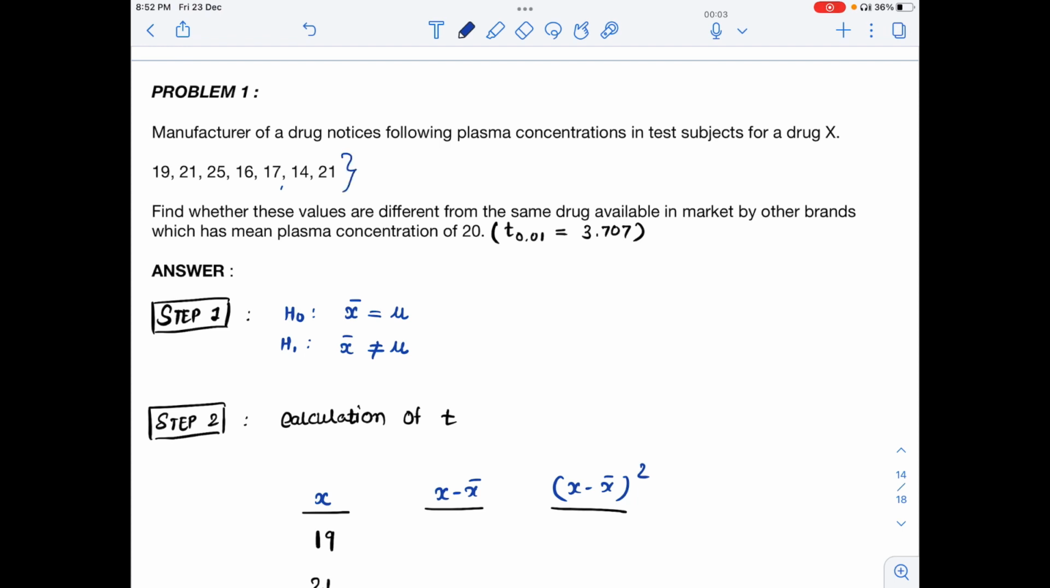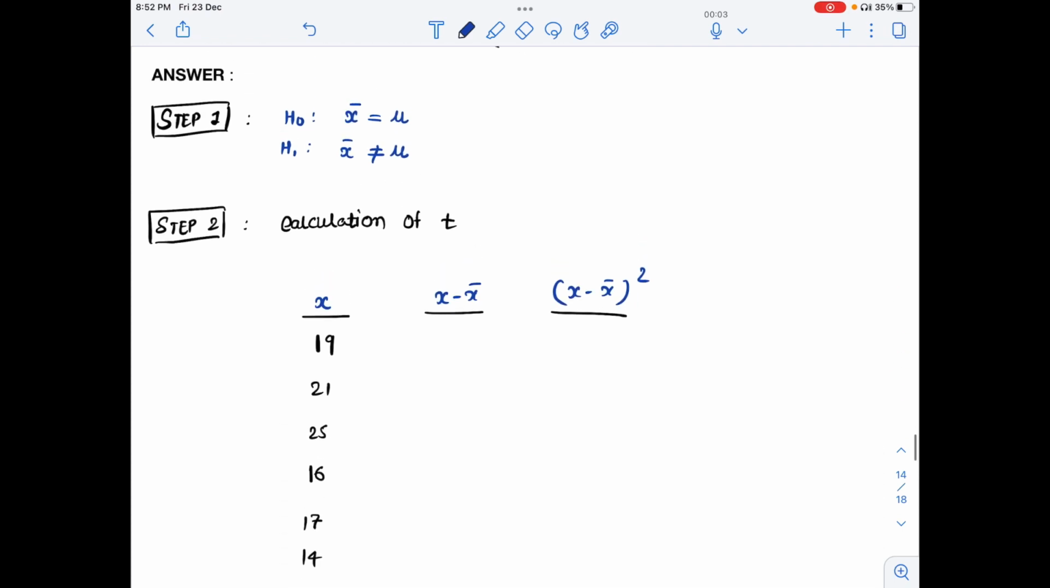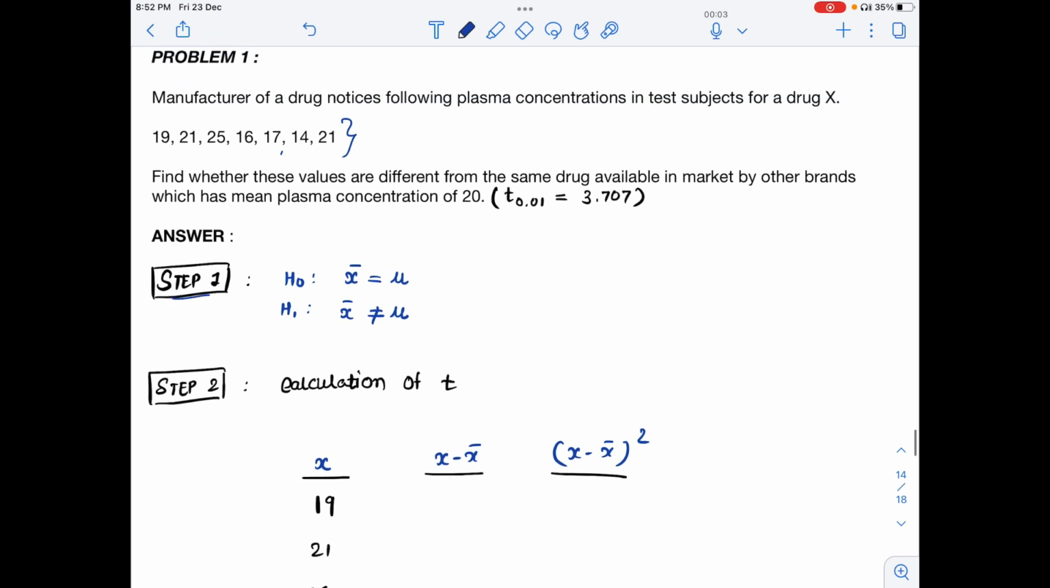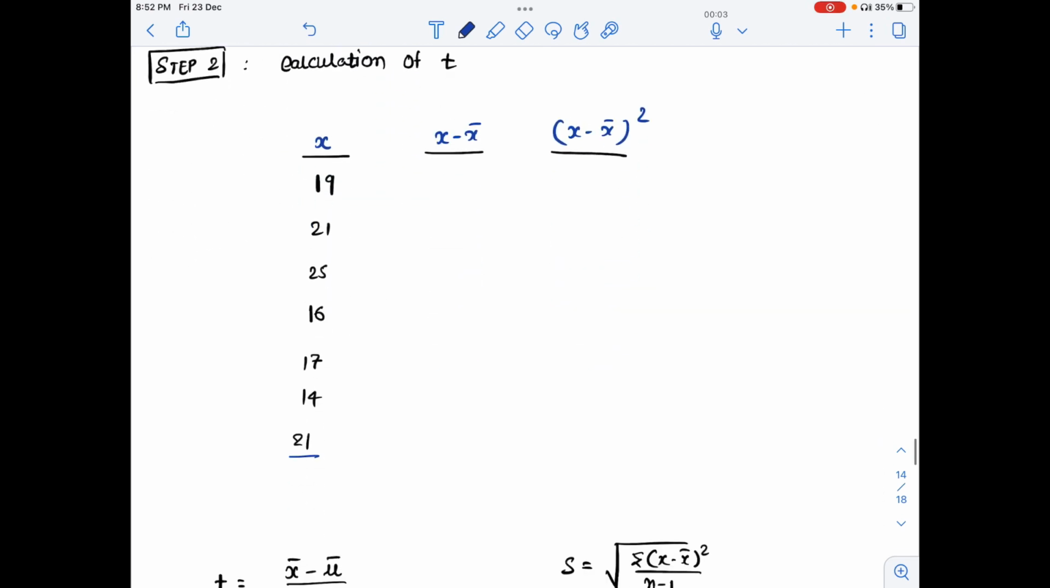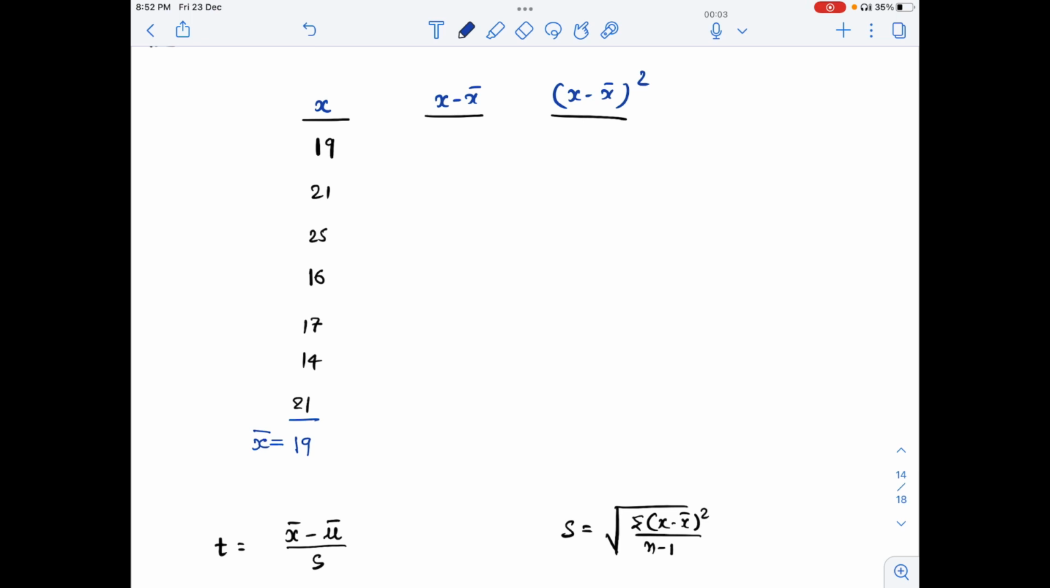Okay, so we will first calculate. The first step will always be the hypothesis, and as you know, the null hypothesis is that both means are the same, and the alternate is that they are different. Calculation of t. First we will have to find the mean of these 7 values, which will be 19. You can pause it here and calculate it yourself.